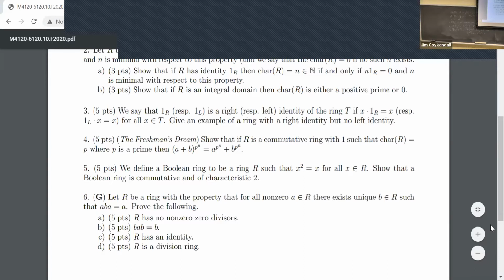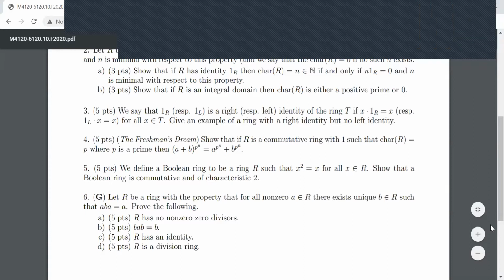Number 4 is commonly called the freshman's dream. You may have had friends in high school that did this. Anybody ever see somebody go (x plus y) quantity squared is x squared plus y squared? And you know your teacher probably hit you over the head with a baseball bat for that, right? Because they forgot the 2xy in the middle.